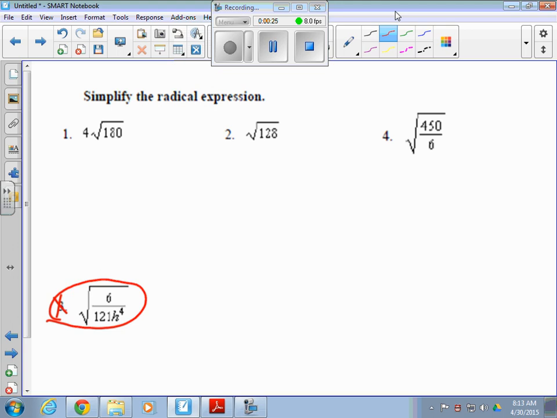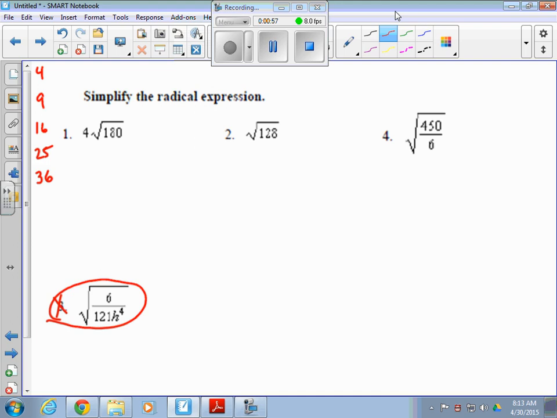Number 1, 4 times the square root of 180. That's not a perfect square, 180. So what we need to do is come up with a perfect square that goes into it. Now, we know 2 times 2 is 4, 3 times 3 is 9, 4 times 4 is 16, 5 times 5 is 25, 6 times 6 is 36. Those numbers keep going. What you want to do is find the number that goes into that. Now, the best number to use is 36, but you might not know to multiply 36 by something.